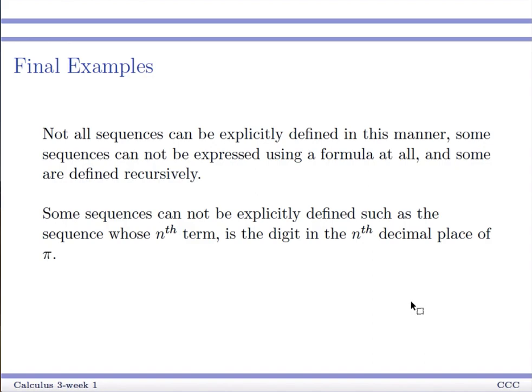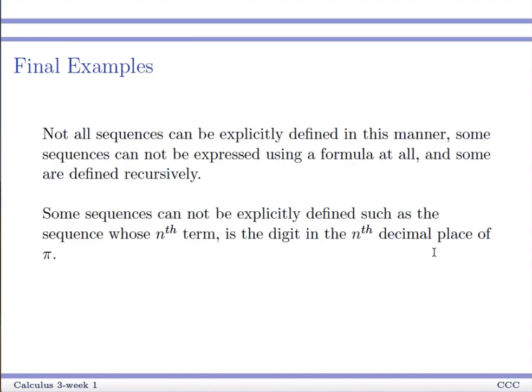Okay. So here's our final example. Again, I said that not all sequences can be explicitly defined. And in general, some of them can't be defined at all without just describing how they're created. So sometimes there's not a formula for it, and you just have to explain it. So here's an example of that. We're going to define a sequence whose nth term is the digit in the nth decimal place of the number pi.